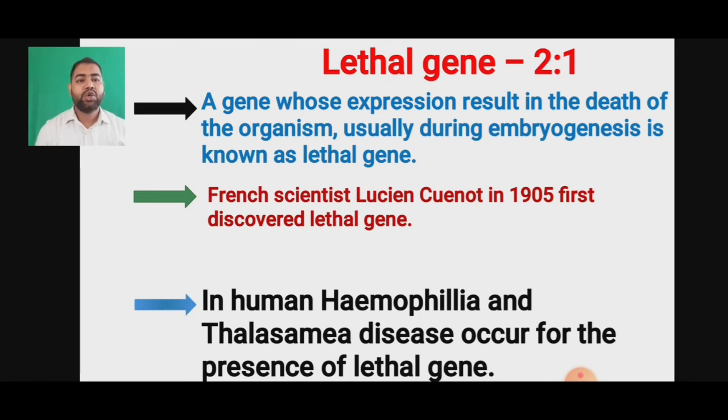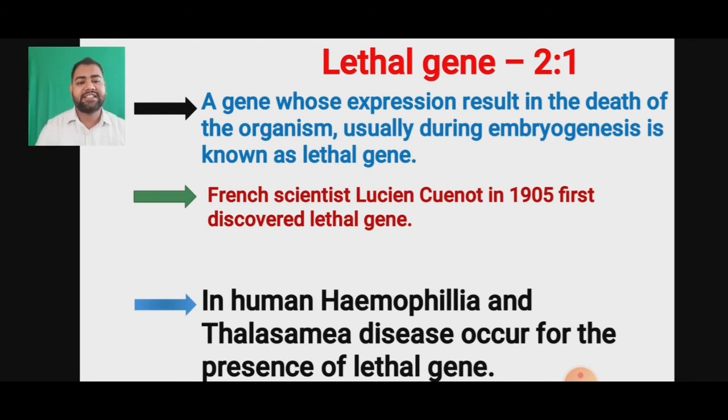A gene whose expression results in the death of the organism, usually during embryogenesis, is known as a lethal gene. I repeat this: a gene whose expression results in the death of the organism, usually during embryogenesis, is known as a lethal gene. The French scientist Lucien Cuénot first discovered the lethal gene in 1905.